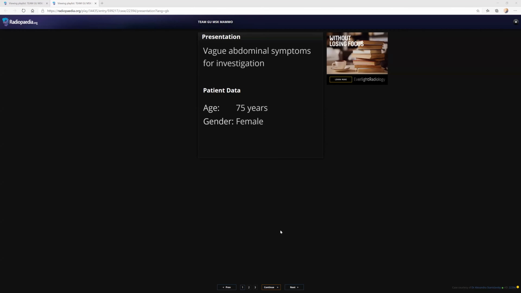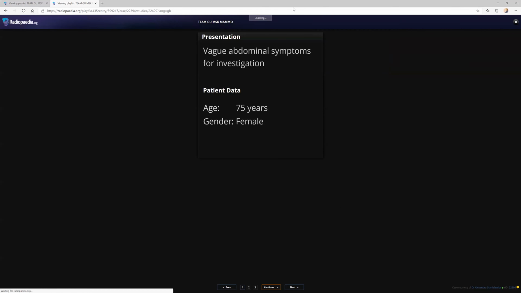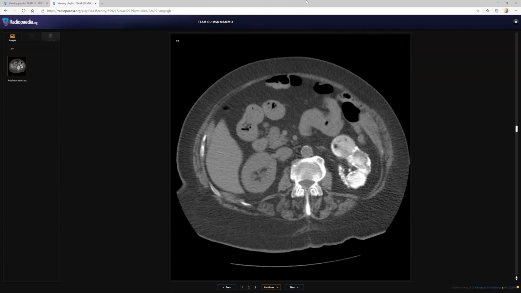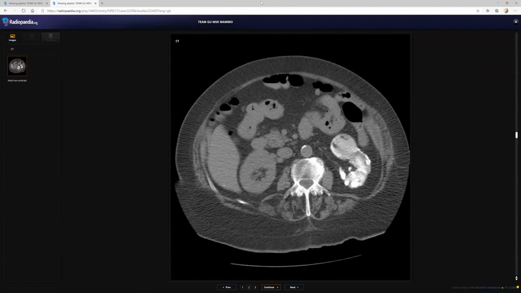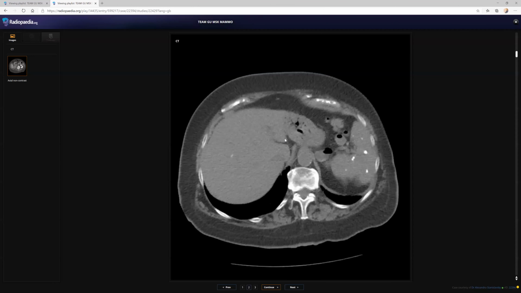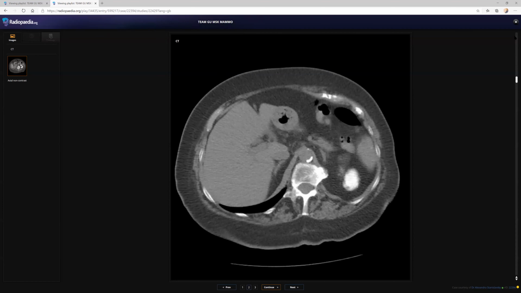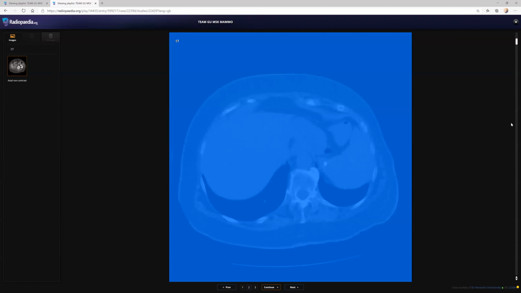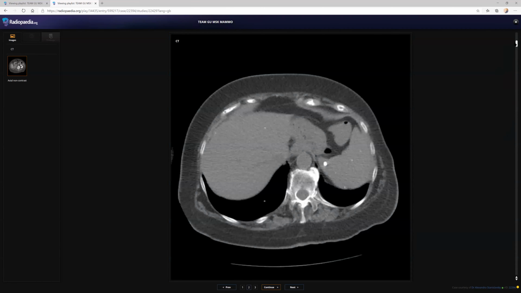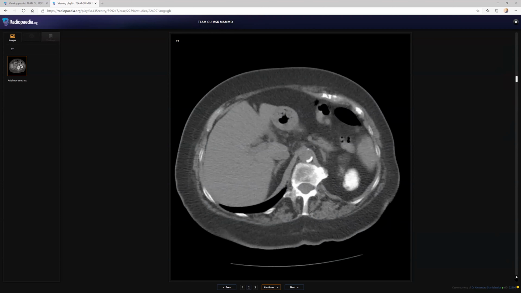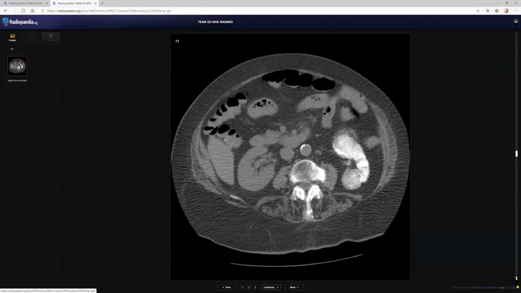Vague abdominal symptoms for investigation, 75-year female. So I have given you the remote control. I can't. You can use the up and down arrow at the lateral, the left lower part of the screen. I think it's not speedy. It's taking a long time. So instead of using that, you can use this arrow at the lower part, left lower. Yeah, just click the up and down arrow. Okay, fine. Don't move your arrow anywhere else. Just click there.